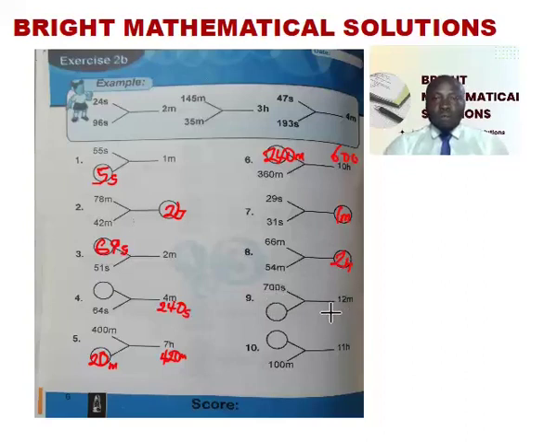So we have 700 seconds and we have 12 minutes. So 12 multiplied by 60 gives us 720. So we are going to 720 seconds and we have 700 seconds already. So here will be 20 seconds.